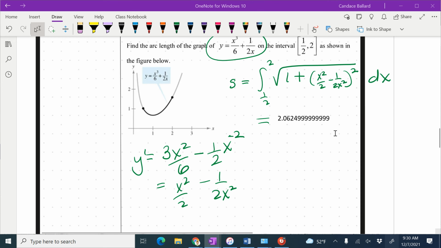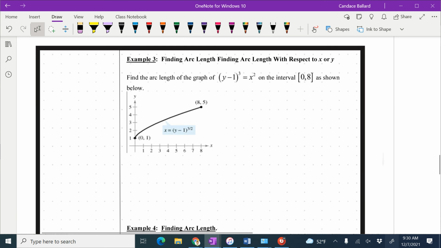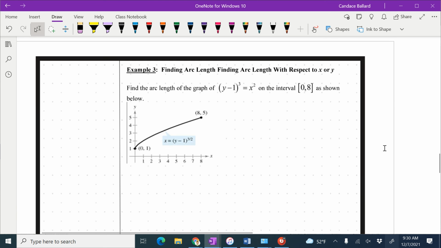Okay. Let's take a look at the next one. The next one, we're just going to do the write but not integrate thing. I'm going to help you get started on it, and then I want you to see if you can write it. Okay.